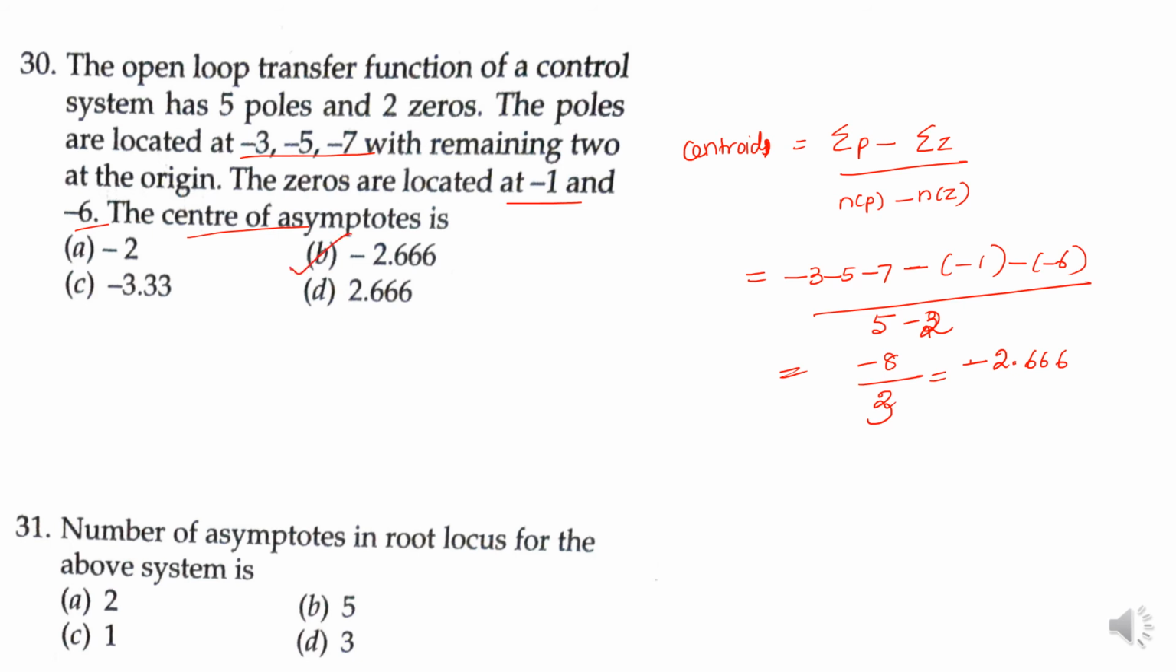Next, the number of asymptotes in the root locus for the above system. The formula is number of poles minus number of zeros. Number of poles 5, number of zeros 2, so the total number of asymptotes is 3. Option D is the correct answer.